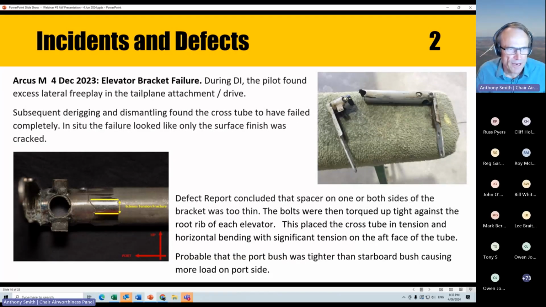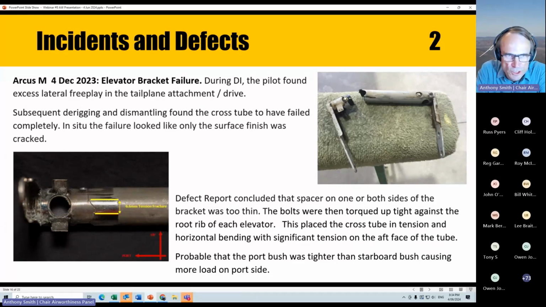Back from December last year, this was very fresh when I did the last webinar. I've completed the defect report on that one. During the daily inspection, the pilot found there was excess lateral free play, so inboard, outboard, in the tailplane attachment drive. When it was subsequently de-rigged and dismantled, the cross tube had failed completely.